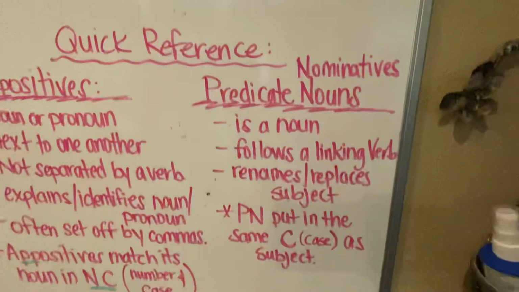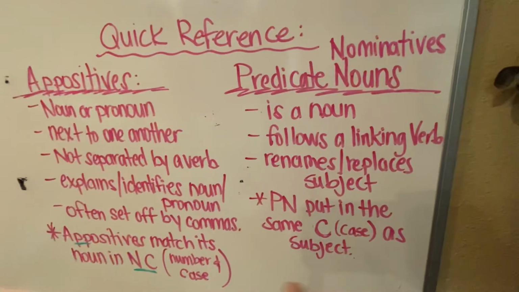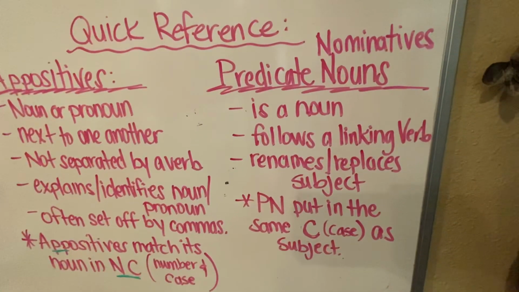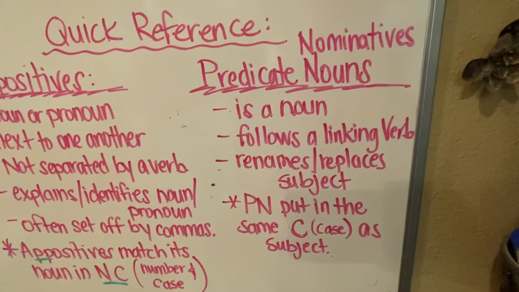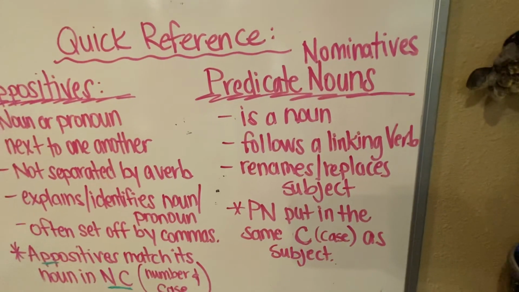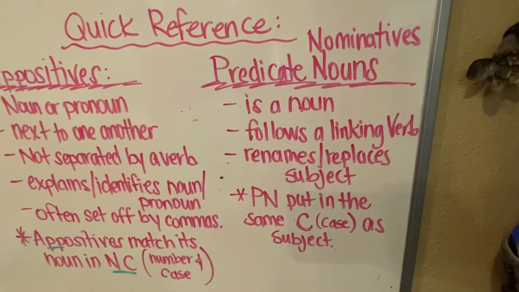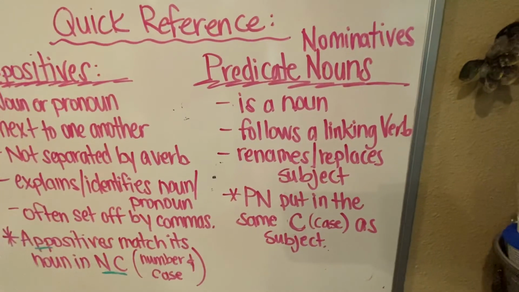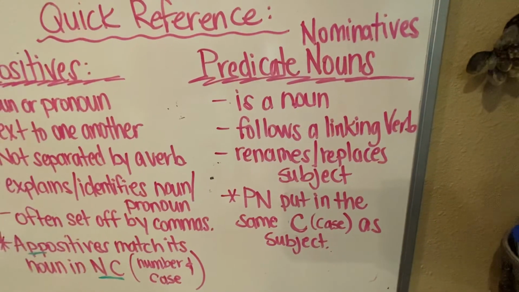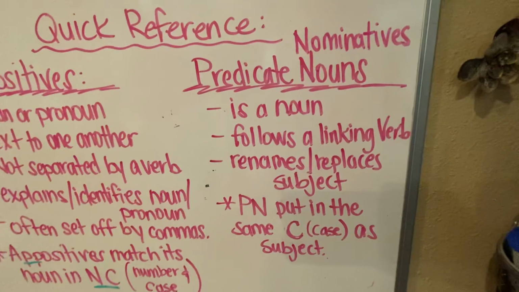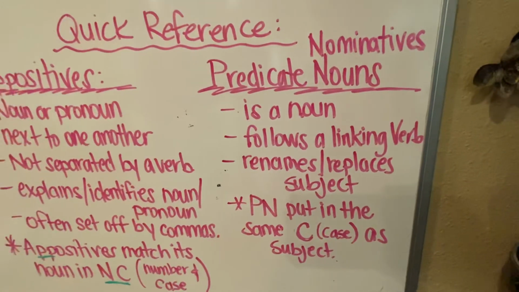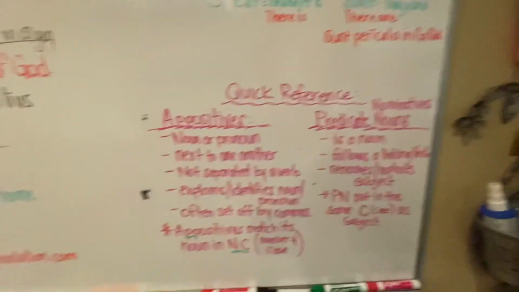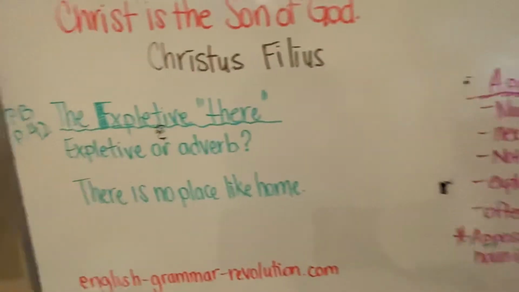And then when you come over to predicate nouns, you can just see side by side what makes them different, right? It's a noun, but it follows a linking verb, and it can rename or replace the subject. And then the predicate nominatives, you only have one thing to do, which is just match the case, which is the nominative. Okay, so that's just a quick little cheat sheet there for you.